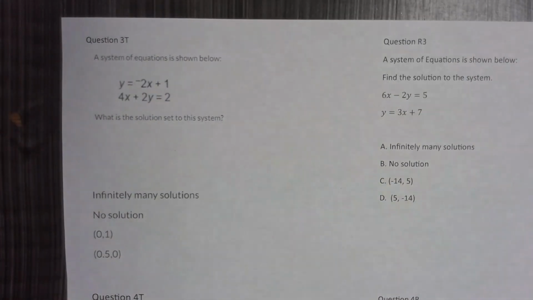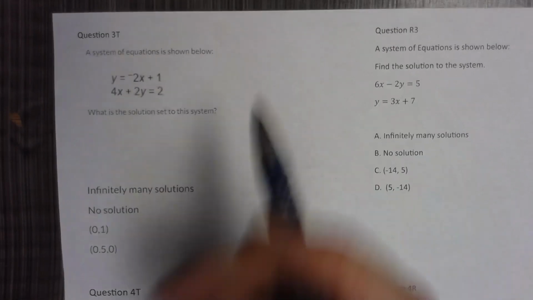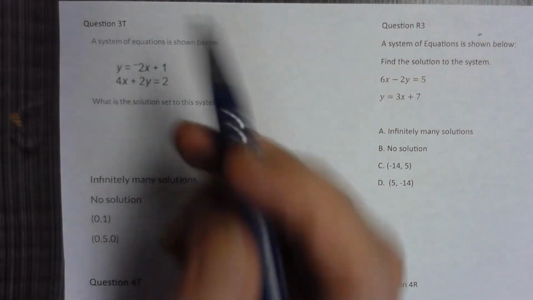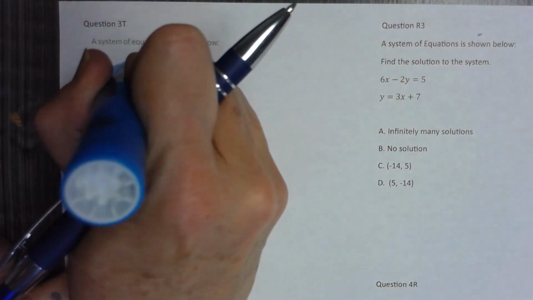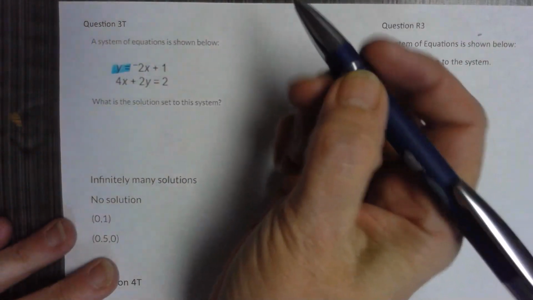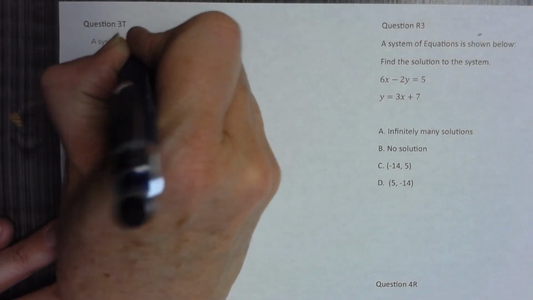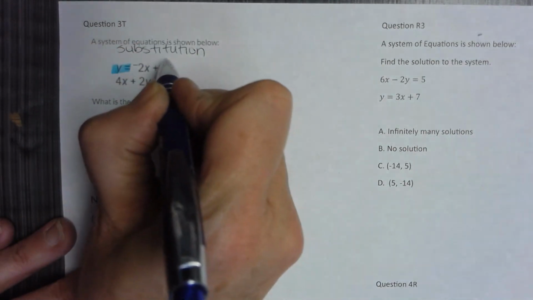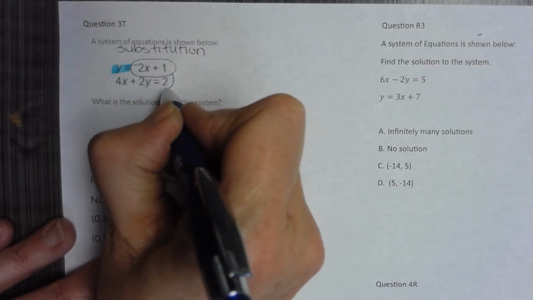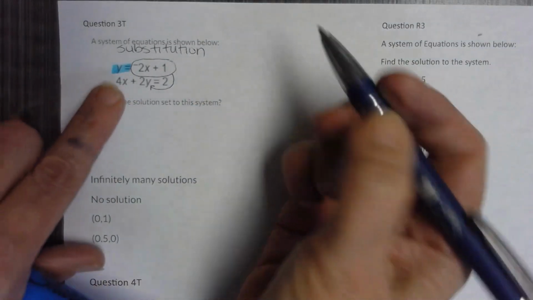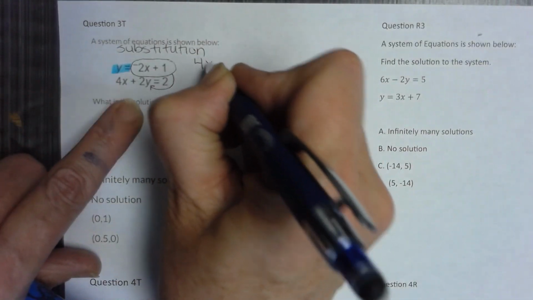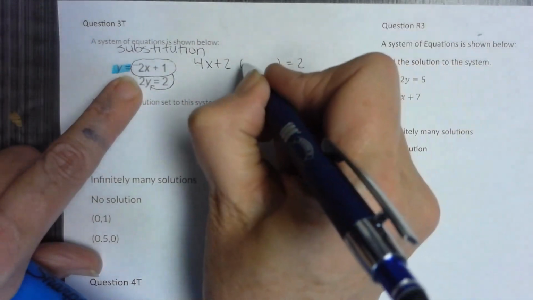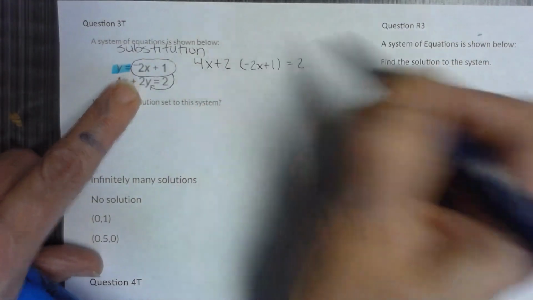All right, next most missed problem. We've got a system, says find the solution. Notice we've got y equals, so that's going to be substitution. So let's go ahead and write substitution again. My negative 2x plus 1 is going to go in place of y. So we get 4x plus 2 and a big blank equals 2. And we're going to put negative 2x plus 1 in the blank.